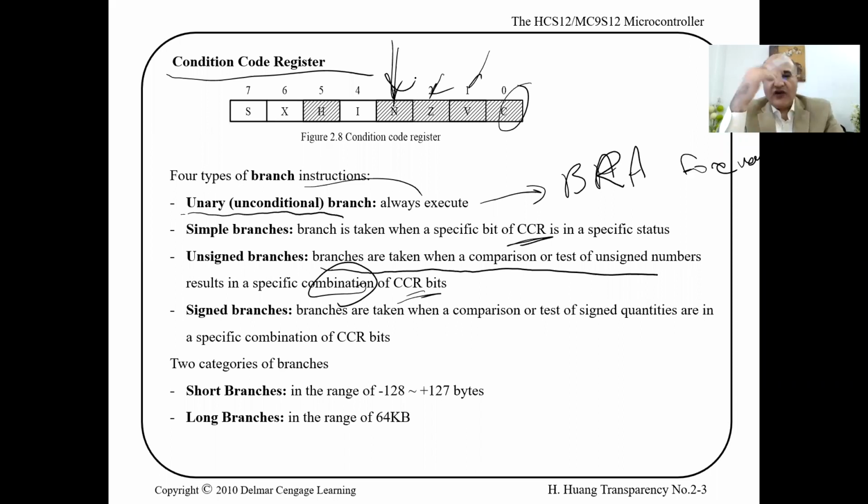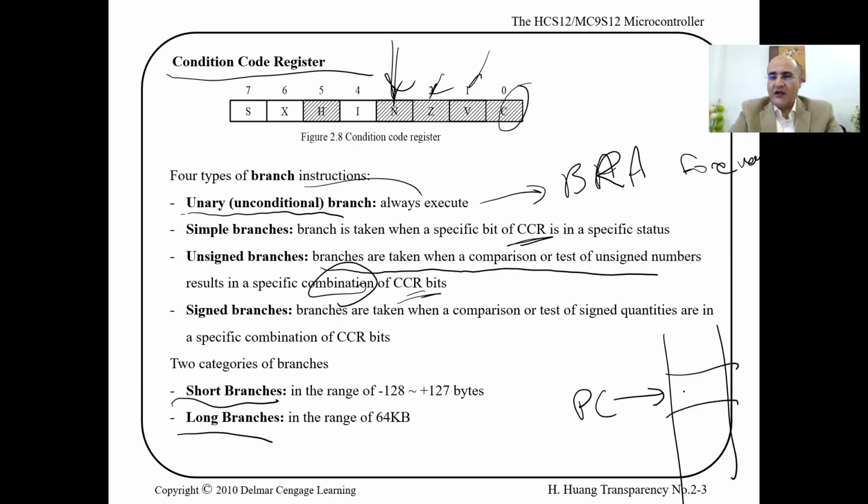From the point of view of how far you can branch, there are short branches and long branches. Short branches can send the program... When I talk about branching, we're talking about a program counter pointing to a memory location in the program memory with an instruction, for example. And you branch, for example, 10 locations before or 10 locations after.